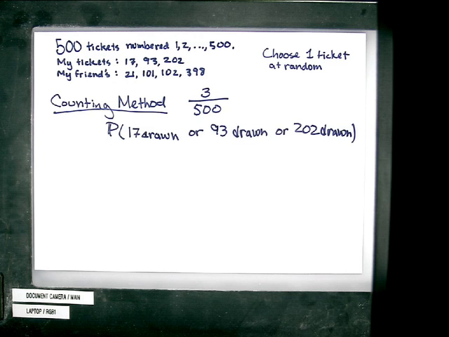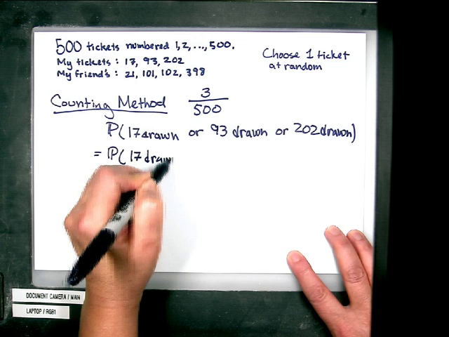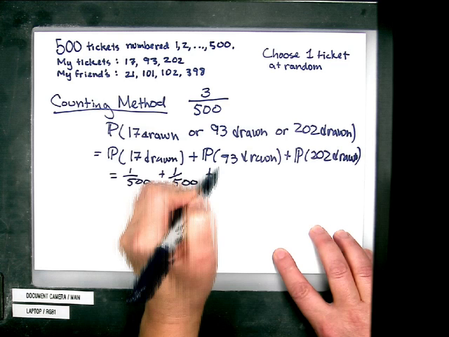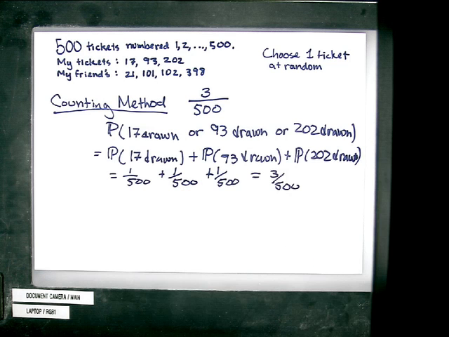The probability 17 is drawn, plus the probability 93 is drawn, plus the probability 202 is drawn. So the chance 17 is drawn, well, there's only one 17 in that bucket. They're all equally likely, so it's 1 in 500. Same with 93. Same with 202. And so that's another way to solve the problem. And maybe that makes it clearer to you why it's not the way you said it.